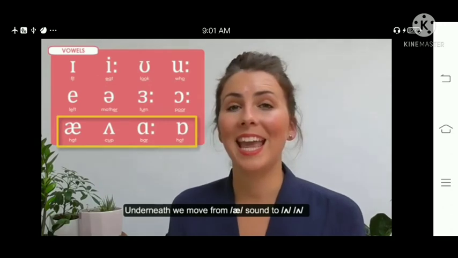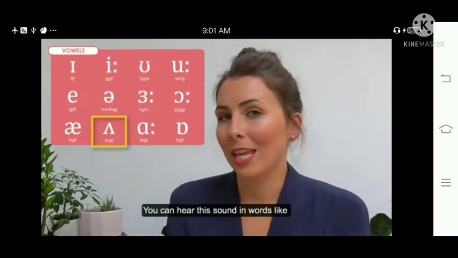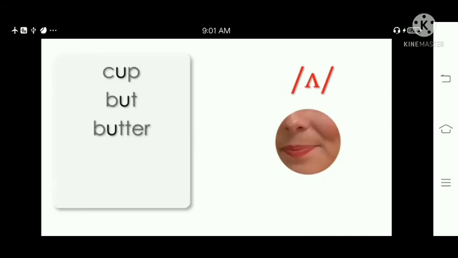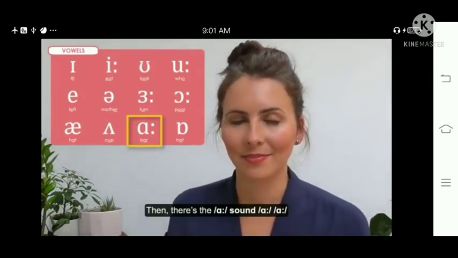Underneath we move from the A sound to A. You can hear this sound in words like cup, but, butter, truck.